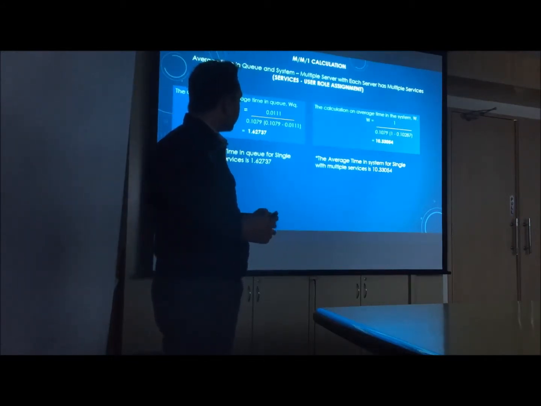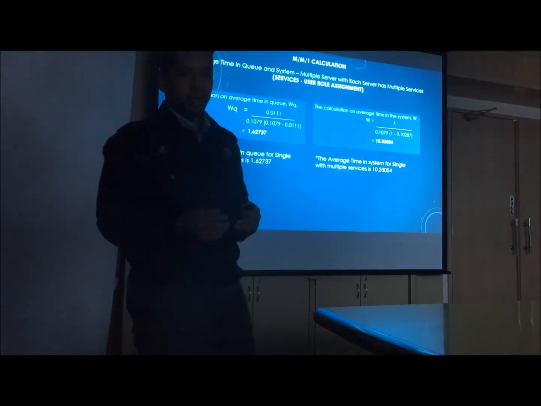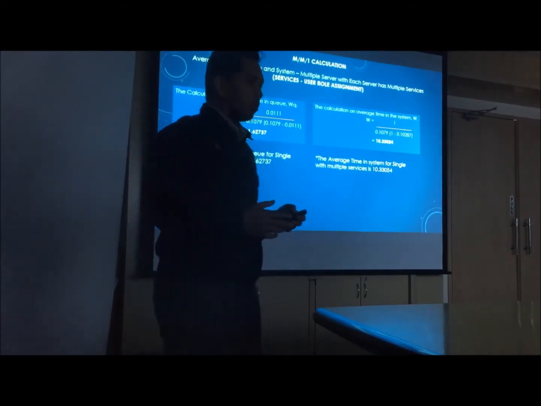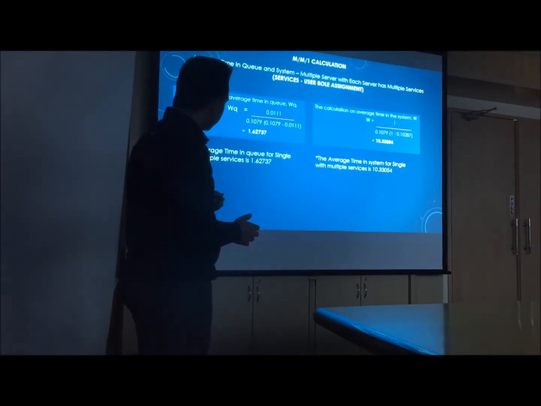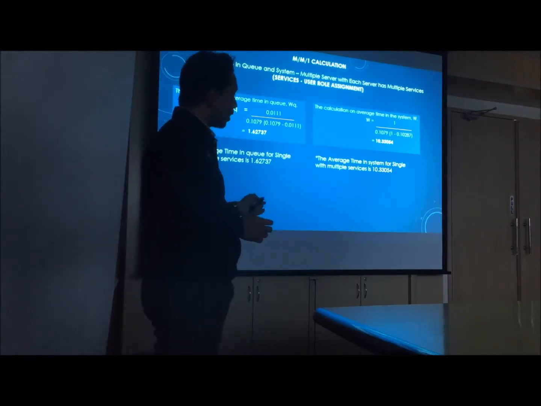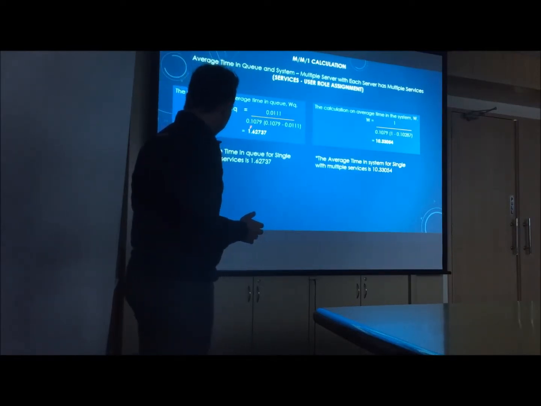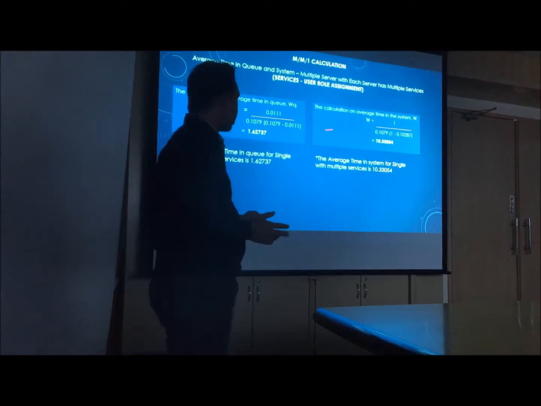Okay, next is to calculate the average time in queue and system for the multiple server and multiple services. So first we take the user role assignment services. This is the calculation of the data that we get, which is the calculation of average time in queue and the calculation of average time in the system for the user role assignment.